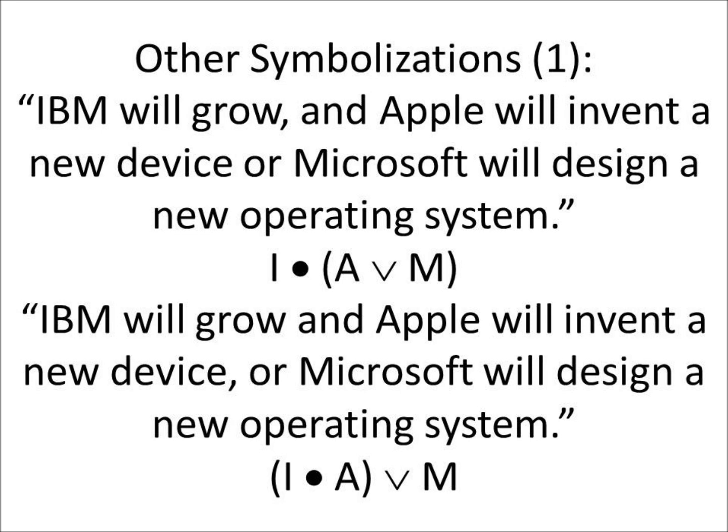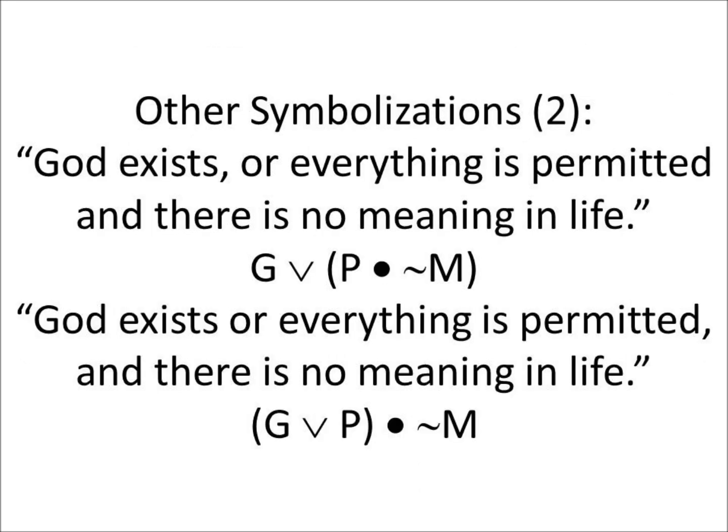Now, do we always have commas to give us clues? Not necessarily. Now, here's another one with a comma. All right, another two with a comma. God exists, or everything is permitted, and there is no meaning in life. That's symbolized G, or parentheses P dot wiggle M. The comma after God exists sets that G apart from the rest of the statement. So the parentheses have to be where they are.